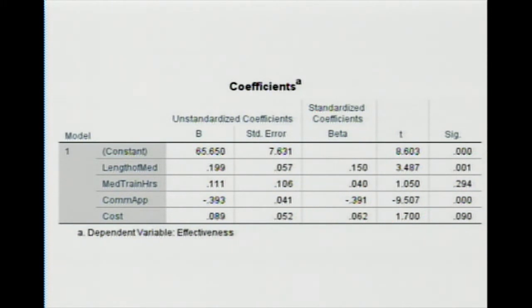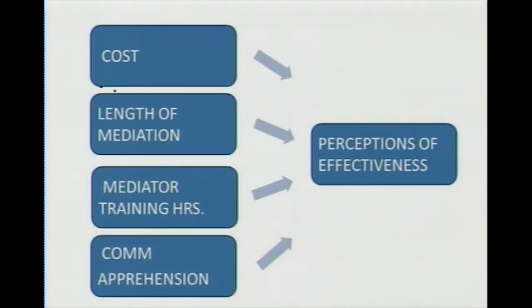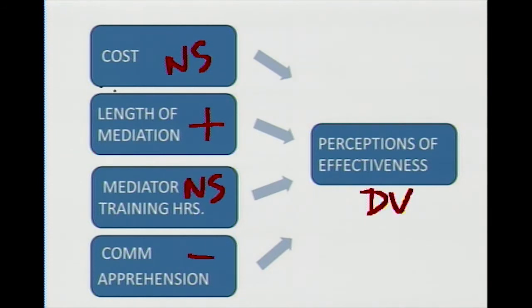So now if we went back 2 slides and looked at the model, we would see that cost is a non-significant predictor. We'd see length of mediation is a significant and positive predictor. Mediation training hours is a non-significant predictor, and communication apprehension is a negative predictor. And so the great thing about regression is that it helps us understand the influence of this collection of independent variables on the dependent variable, but it also shows us if we have a positive predictor right here, and if we have a negative predictor right here, and then it also tells us how strong that is.